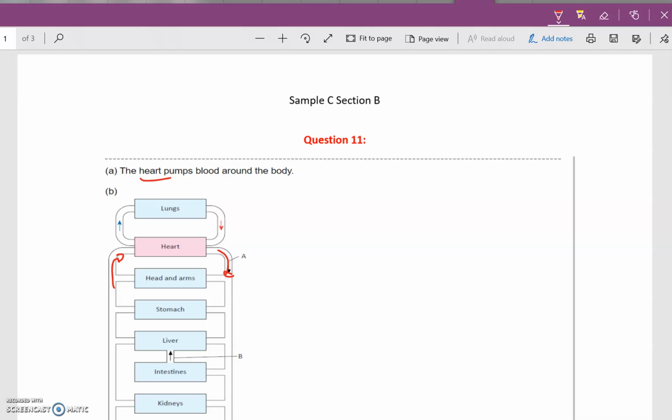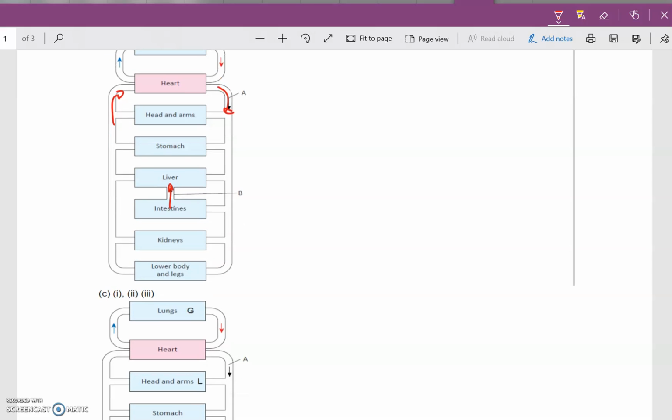And then at B, they're saying then the intestines and liver. So remember, the intestines are wrapped with blood vessels. They would take in nutrients and so on, and then some of those toxins that would be there would have to go to the liver to be, I suppose, filtered out. So the arrow goes from the intestines to the liver. Okay, so that's part B.